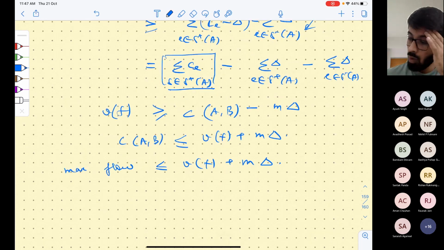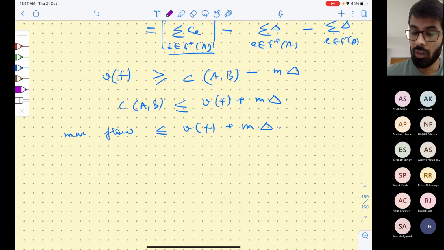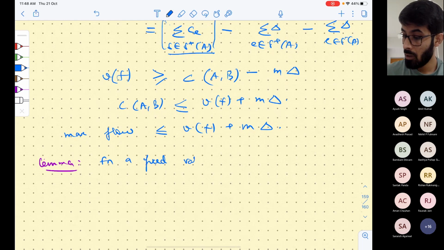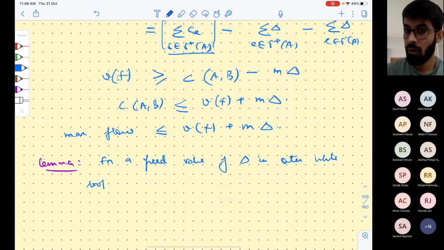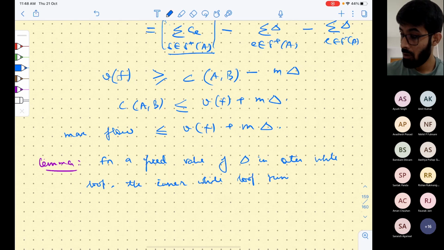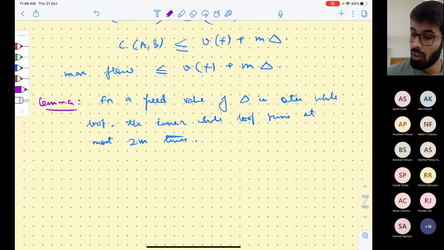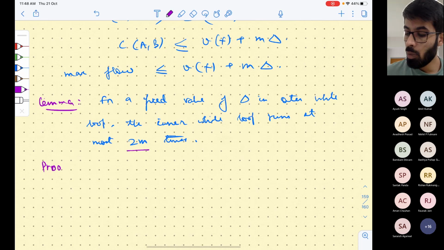Okay, good. So now can we get a bound on how many times the inner while loop runs? So for a fixed value of delta in the outer while loop, the inner while loop runs at most 2m times. So this is what we want to show, that it runs at most 2m times, and now we are getting this number independent of C. And the proof is by induction.